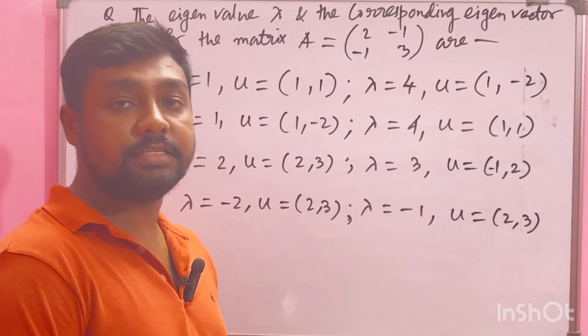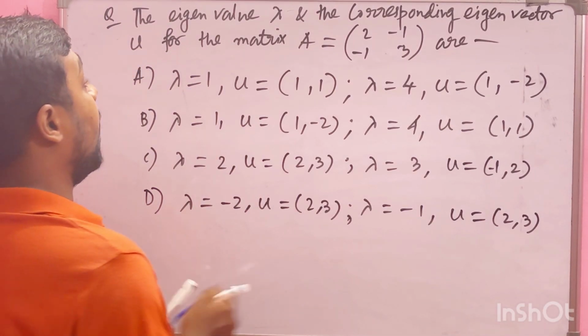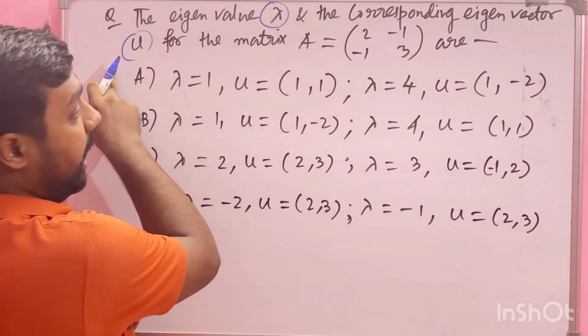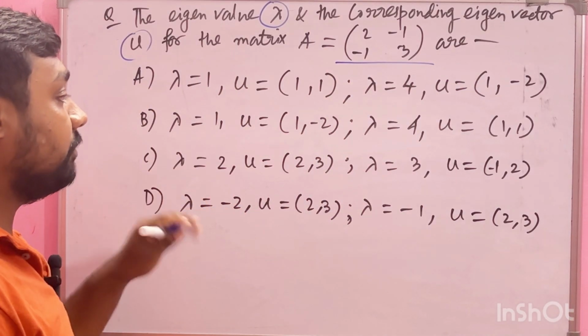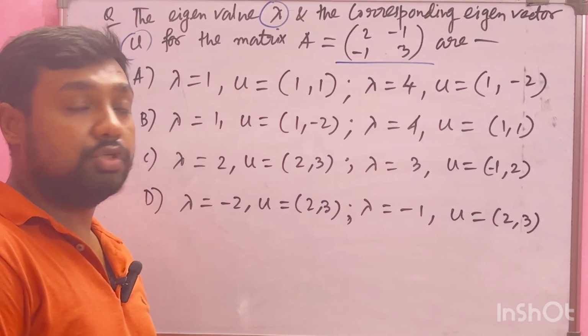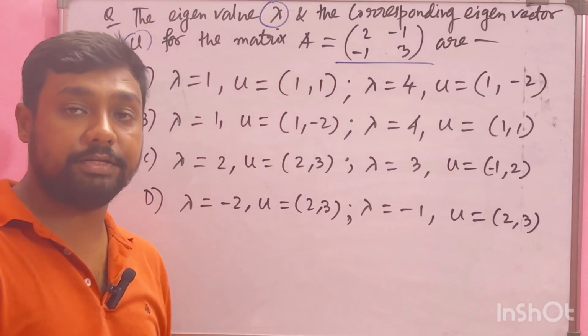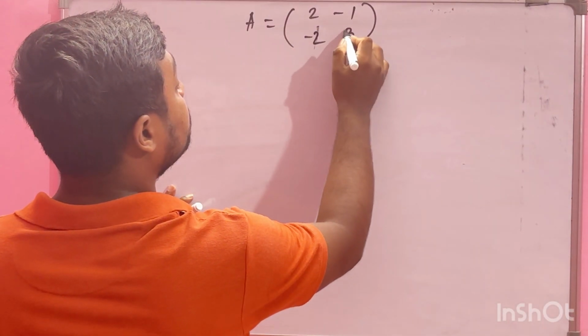Since the question says the eigenvalue lambda and the corresponding eigenvector u. So lambda is the eigenvalue and u is the eigenvector for the matrix A, which is given by which of the following options. So we have to find the eigenvalue and eigenvectors of this matrix. The matrix is [2, -1; -2, 3].